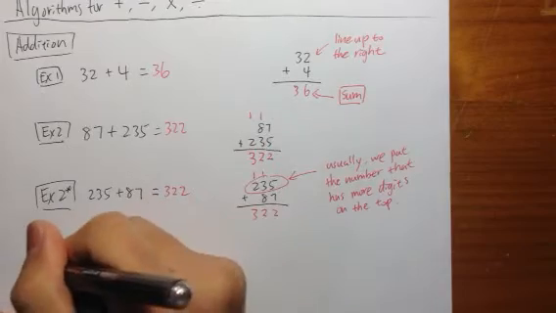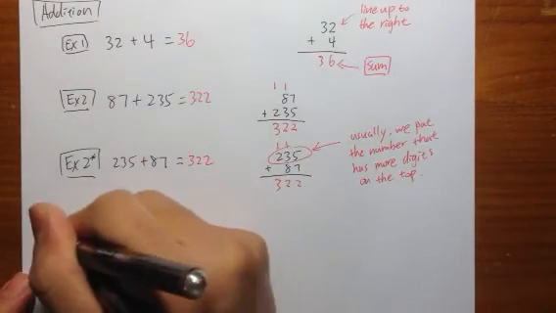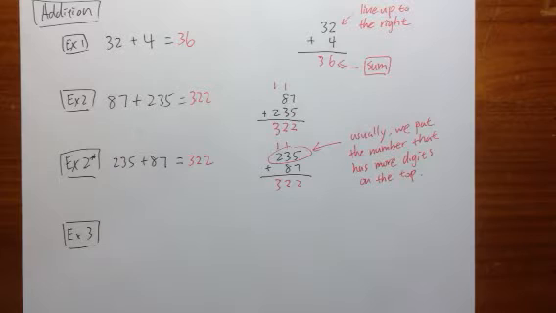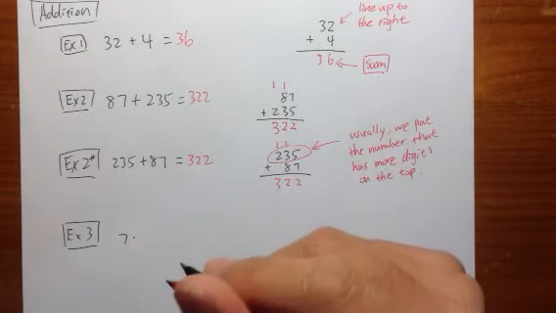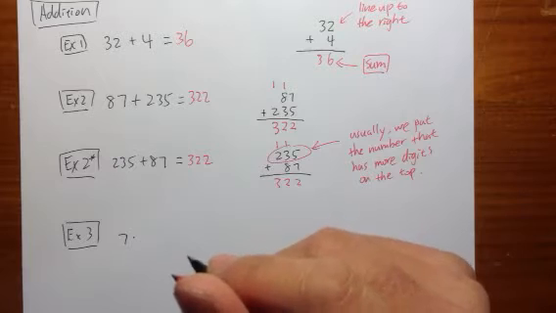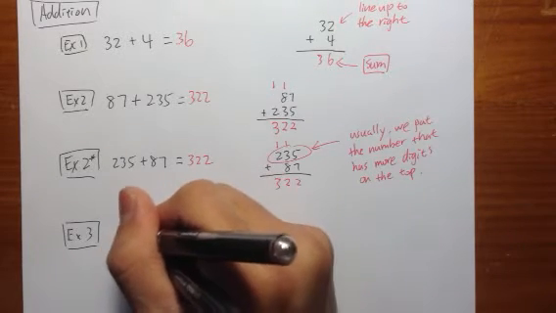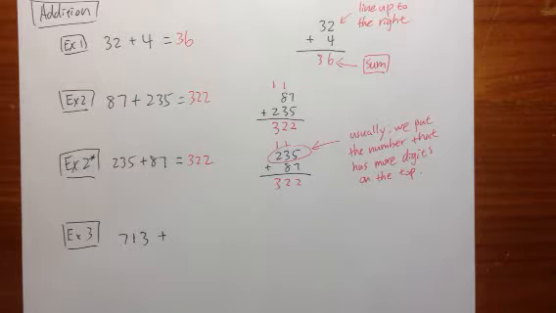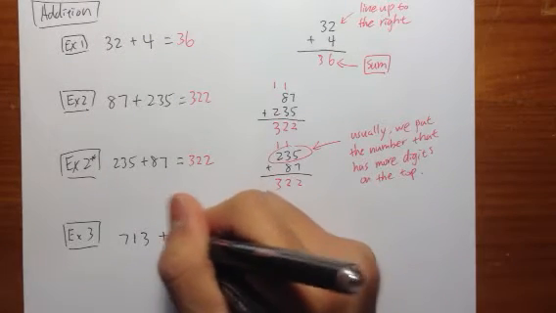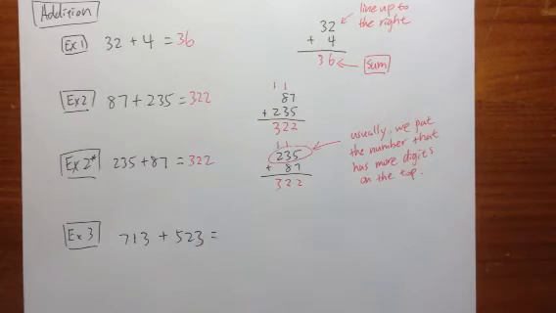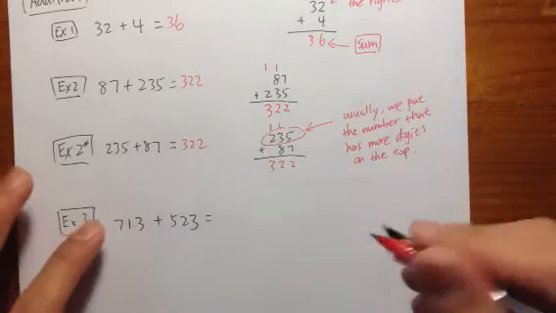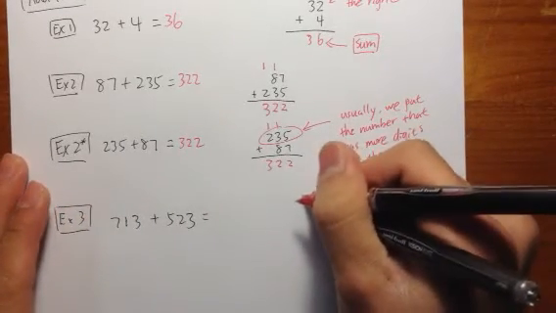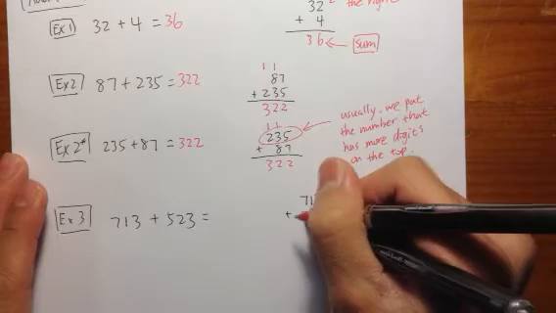Maybe let's do another example. Example 3. So give me two numbers. 713? Yeah, 713. Plus what? 523. So in this case, both of the numbers have 3 digits, so it doesn't really matter which one you put on the top. So 713 plus 523.